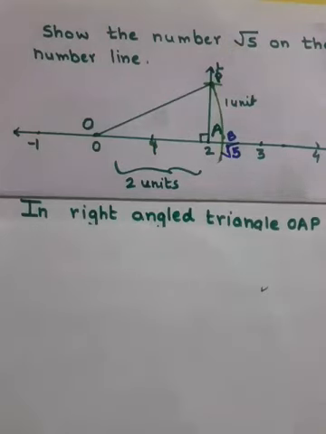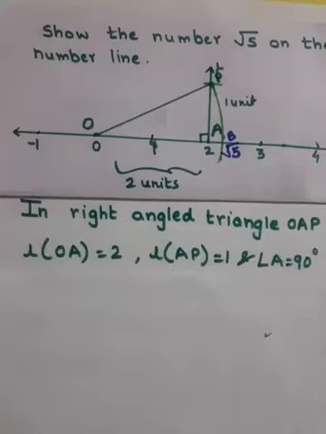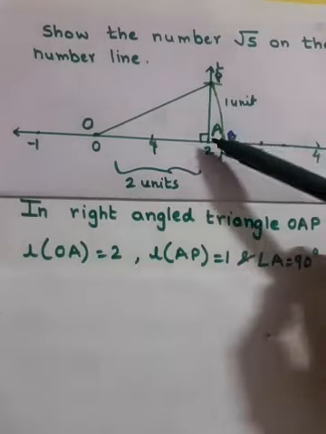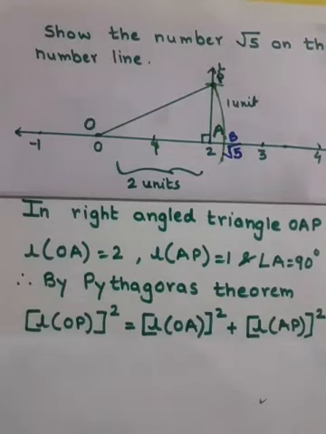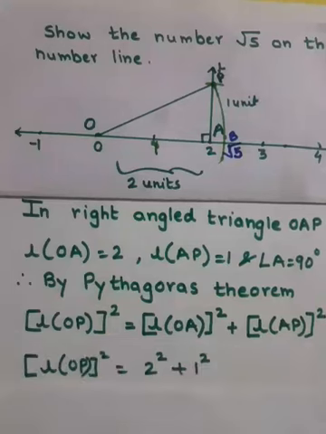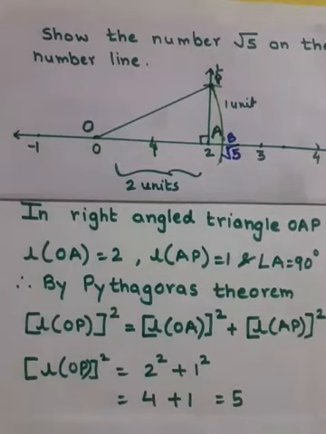Here is the justification. In right angle triangle OAP, length of OA is equal to 2 units, length of AP is equal to 1 unit and measure of angle A is equal to 90 degrees. Therefore, by Pythagoras theorem, we get square of length OP is equal to square of length OA plus square of length AP. So we will get square of 2, 4 and square of 1, 1. So square of length OP is equal to 4 plus 1, 5 units.